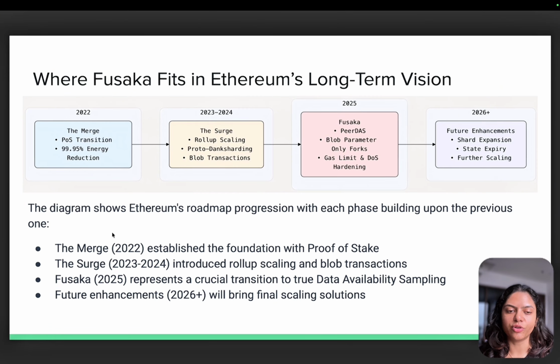In the diagram, the roadmap shows it that way. In the Merge phase in 2022, the proof-of-stake foundation happened in Ethereum. In the Surge phase, scaling came through rollups, with blobs introduced for scaling Ethereum. Then Fusaka brings true data availability sampling. The future upgrades of Ethereum in 2026 will be full sharding, danksharding, and execution parallelization. Fusaka is basically the bridge between proto-danksharding and real sharding. It's the moment Ethereum shifts from theory to real DA scalability.